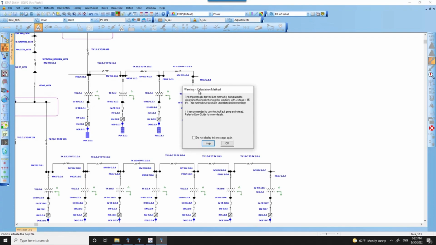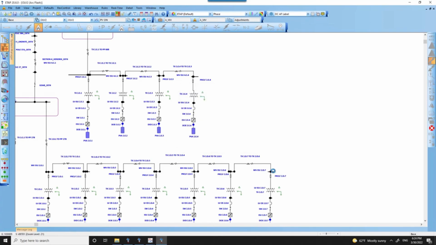So that is the reason why in ETAP we do have this calculation warning message that the theoretically derived Lee method is used to determine the incident energy for locations with voltage greater than 15 kV, which is obviously going to give you unrealistic incident energy. The voltage of the equipment plays a key role, since the actual Arcflash incident energy is based on the system nominal voltage instead of the voltage across the arc.